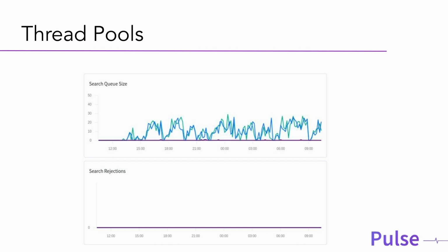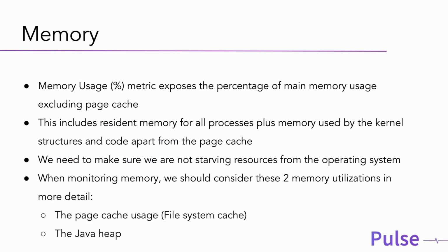It's fine. And even if you have rejections, most writers, Logstash and Data Prepper and Fluentd and everything, know how to deal with those pushbacks from Elasticsearch, from OpenSearch, essentially. So search queue and search thread pool is really the most interesting one, or the most sensitive one to monitor and pay attention to.